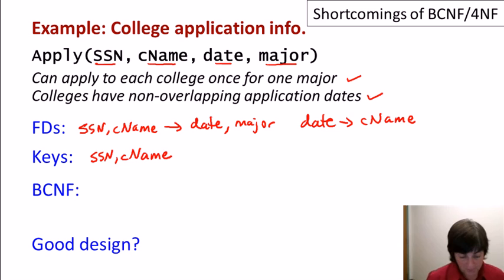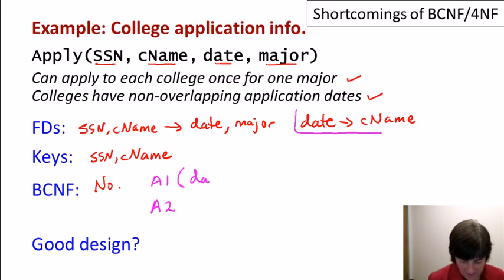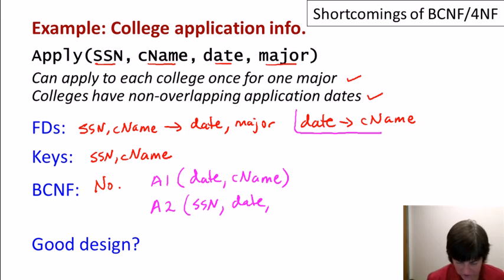So is this relation in Boyce-Codd normal form? The answer is no, and the reason is the second functional dependency, which does not have a key on its left-hand side. So let's follow the decomposition process and create two relations from our big relation. The first one will have the attributes from the violating functional dependency, and the second one will have all the remaining attributes plus the left-hand side of the functional dependency. So that would be the social security number, the date, and the major.